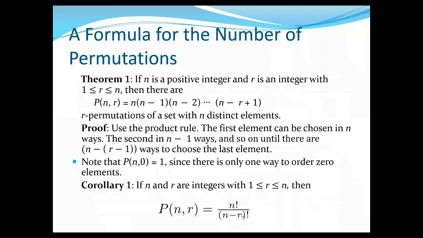To help us determine the number of permutations of a given set, we could apply Theorem 1. If n is a positive integer and r is an integer with 1 less than or equal to r less than or equal to n, then P(n, r) is equal to n times n minus 1 times n minus 2 up to n minus r plus 1. Again, n means the number of population, or the number of elements that you're going to use for your grouping.